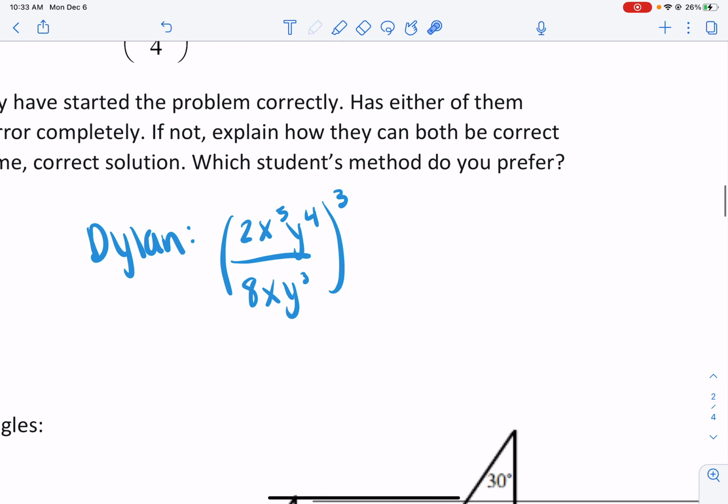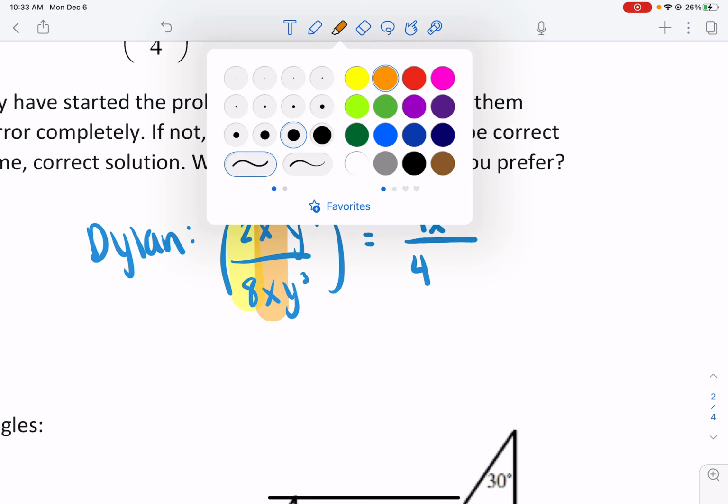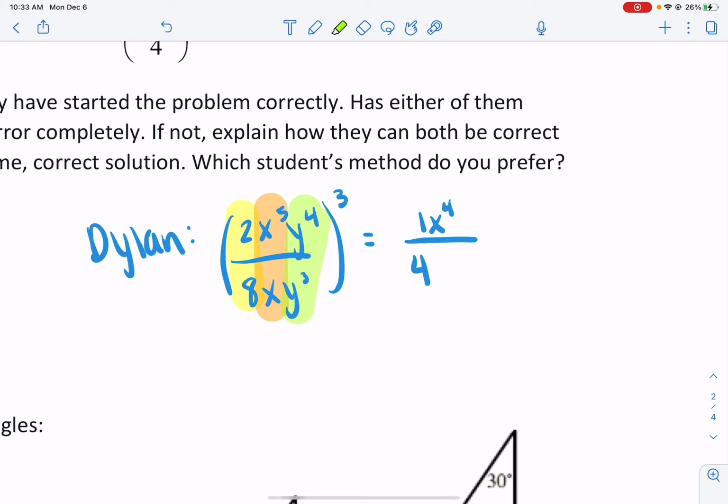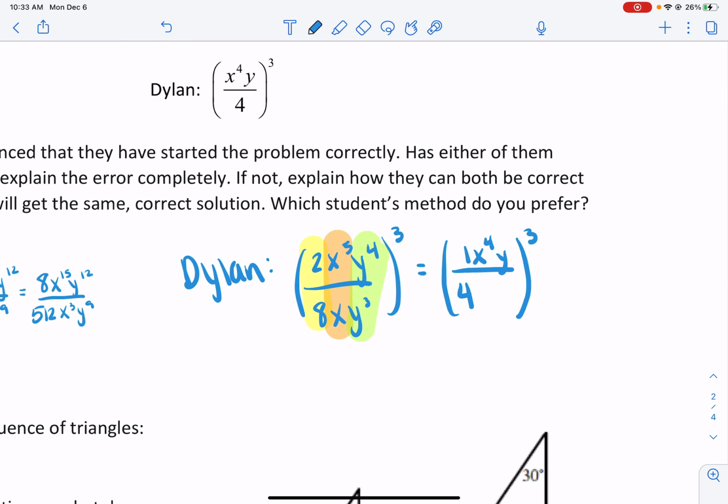So I think what Dylan did was start simplifying on the inside first. We took 2 over 8, which would be 1 over 4. Then it looks like we took x to the 5th over x to the 1st power, which is subtraction, so that would be x to the 4th power, because you subtract the powers. And then y to the 4th over y to the 3rd becomes just y. And that's still all to the 3rd power.